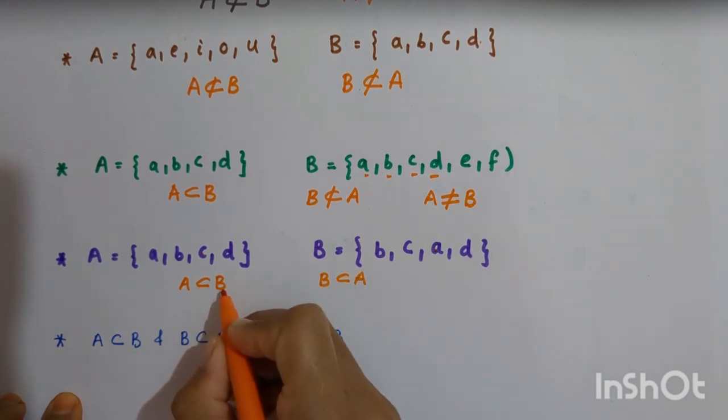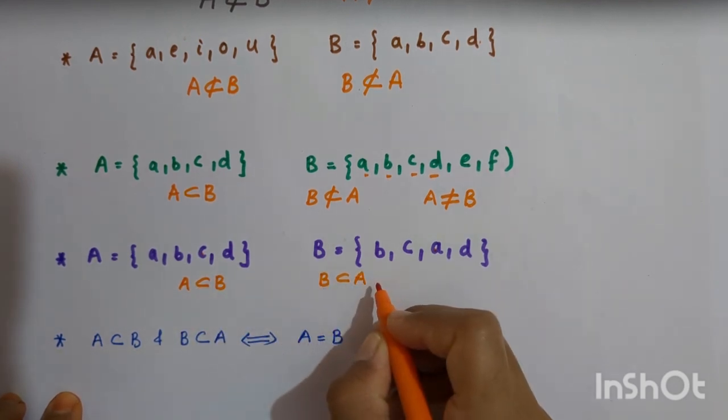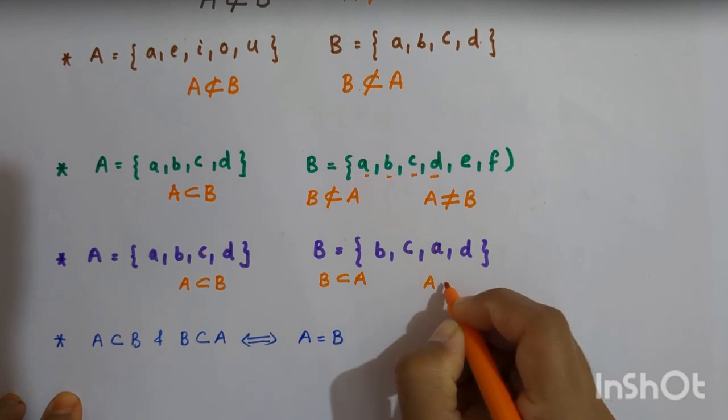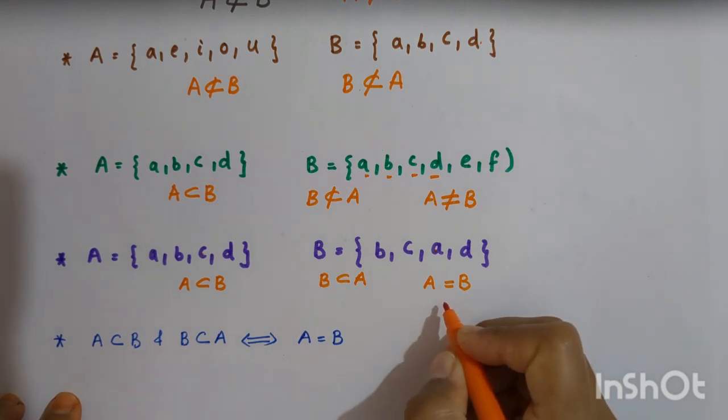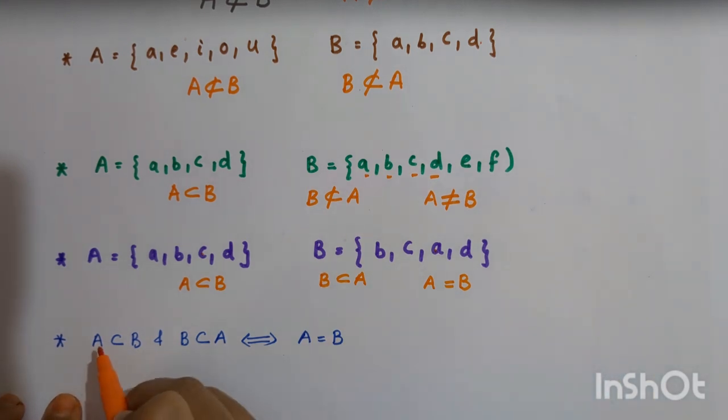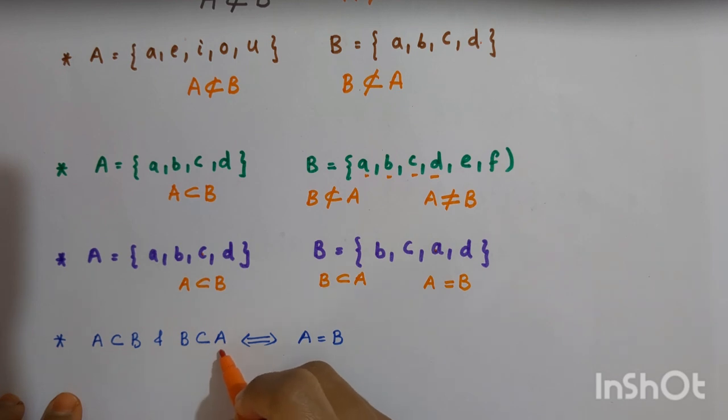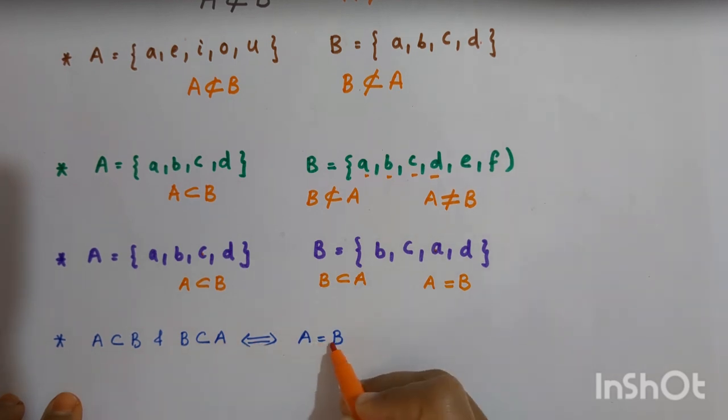If A is a subset of B and B is a subset of A, then we can say that these two are equal sets. That is, set A will be equal to set B. Okay, that is, A is a subset of B and B is a subset of A if and only if A is equal to B.